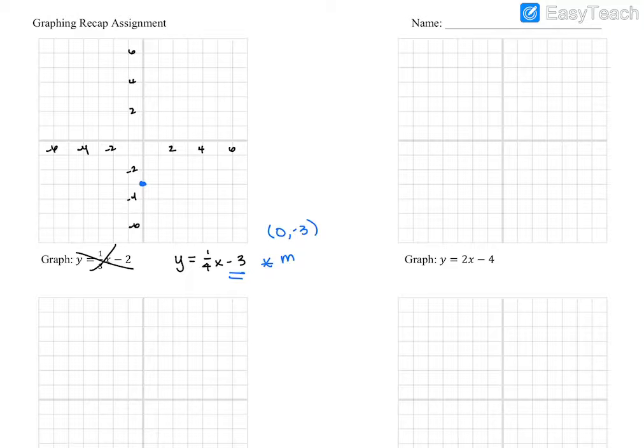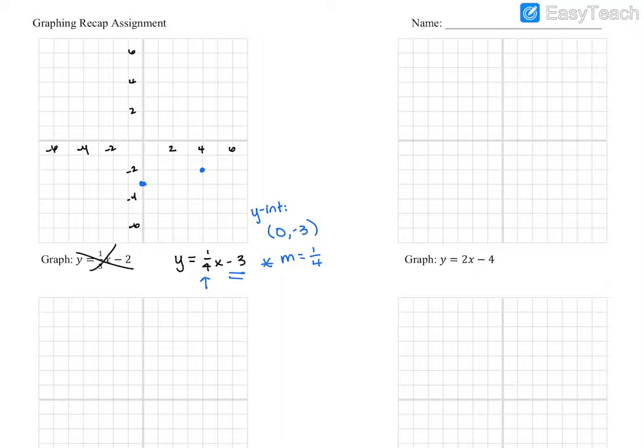So that's your y-intercept. Your slope is found in front of x, so your slope there is 1/4. Your slope tells you the directions. That's going to move rise over run. So your rise is 1, your run is 4. So you're going to move up 1, right 4. So up 1, right 4.